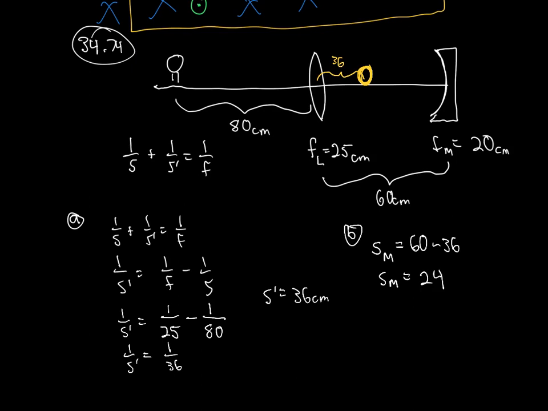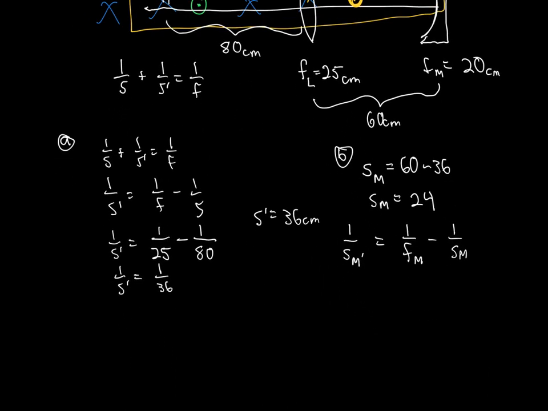So now I can plug and chug to get all my numbers. I'm looking for the mirror image now. We call it SM prime equals 1 over F, the focal length of the mirror, minus 1 over SM, the object distance for the mirror. What focal length do I use, the lens or the mirror? The mirror, because the mirror is making the image now. 1 over 20 minus 1 over 24. Plug and chug all your numbers in. You get SM prime is equal to 130.